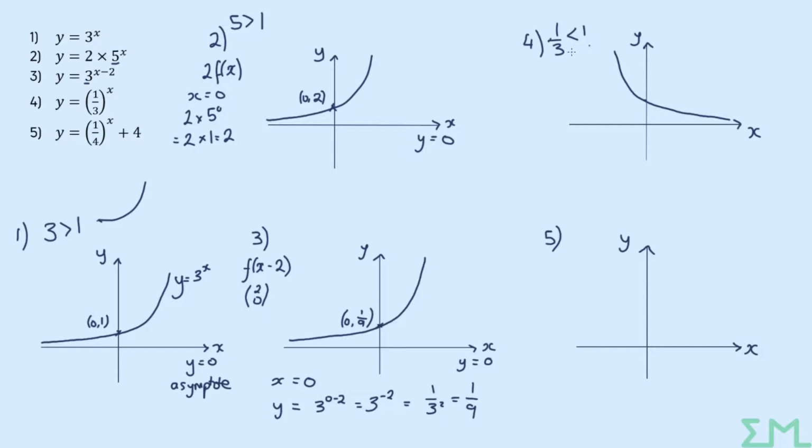Okay, intersection point then. So again, it is just a standard exponential function. This one doesn't have any transformations. So it is just our 0, 1, and the same asymptote that we had before.